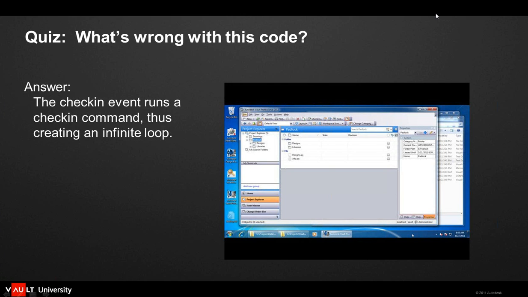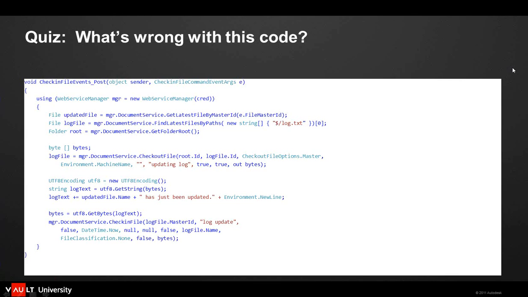Okay, hopefully you came up with the right answer, which was that you're going to run into an infinite loop. Because when we update the log file, we do a checkout and a check-in. When we do the check-in of the log file, that's going to trigger a post event, which is going to loop back to the beginning of our code where it says, oh, a file's been checked in. And then we're going to log that change again. And then when we log it, we check in a file, which is going to fire the check-in event, and it's just going to loop around like that.